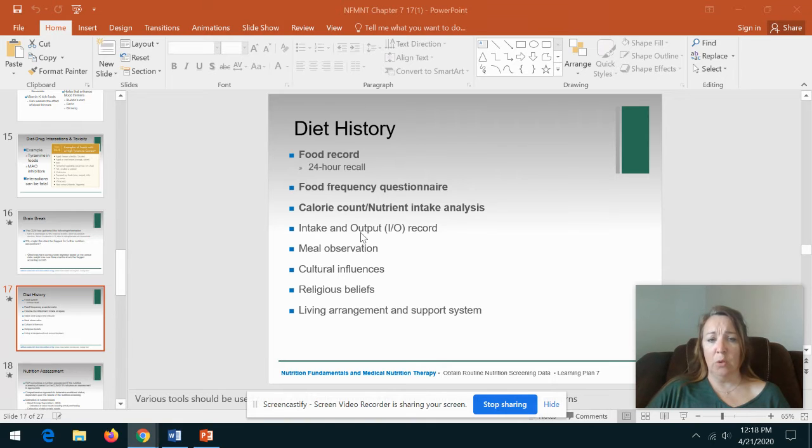We'll also see in acute and long-term care the intake and output record. This is helpful for beverages, so we can see how much fluid someone is taking in. One of the markers of our role is meal observation, especially in a long-term care facility. You want to go into the dining room and observe people on how they're eating during their meals.